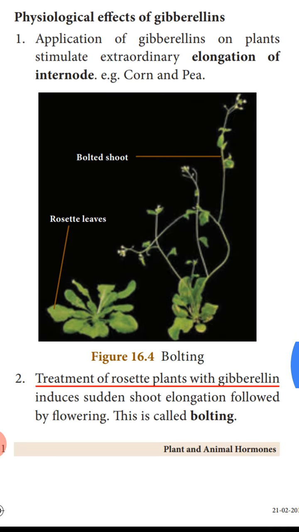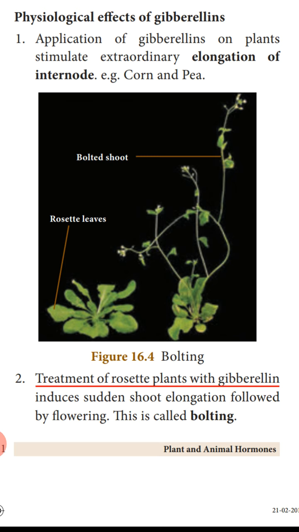Next important effect of gibberellin is the bolting effect. Now here, first you can see in this diagram, 2 plants are there. The first plant is showing rosette leaves. Now what are rosette plants? The plants which do not show growth in the stem. Okay, the growth of the stem is inhibited. So all the leaves will grow very close to each other, and they will give a rose appearance. Such type of plants are called rosette plants.